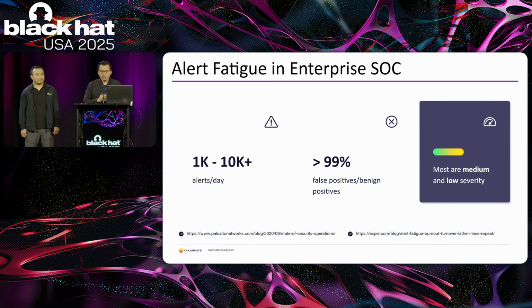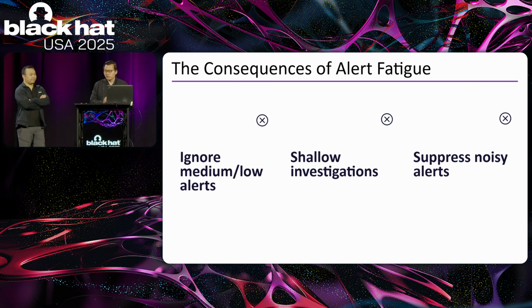Alert fatigue is a common problem. If you look at a typical mid to large enterprise, they can receive anywhere from thousands to tens of thousands of alerts per day. And most of these are either false positives or benign positives. And among these, most of them are medium and low severity alerts. So what happens in reality is that SOC teams either start to ignore the medium and low severity alerts because it's so overwhelming, or they will start to do shallow investigations, or they will just say, hey, let's suppress these noisy alerts, because most of the time they're just false positives.